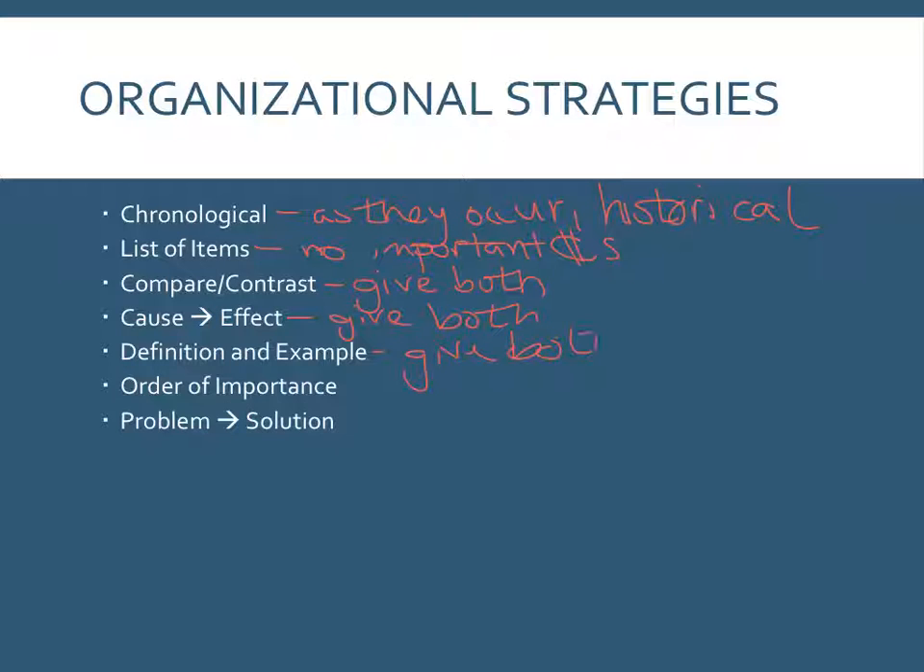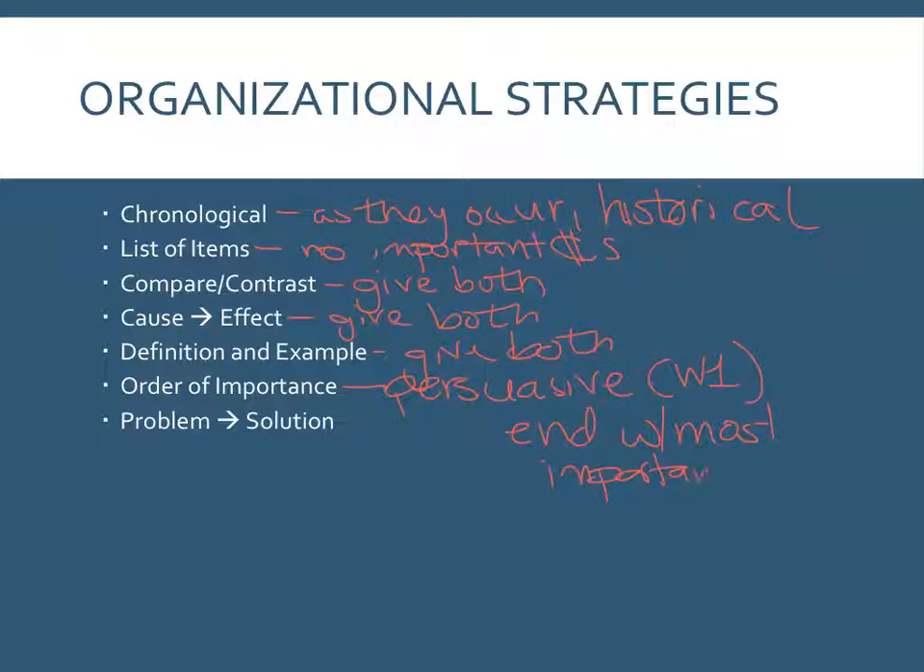Now, order of importance is very specific to persuasive writing. So if you're doing any of the W1, the persuasive prompts, this is the strategy you should be using. You end with the most important paragraph. And then problem solution, as with cause and effect and compare and contrast above, give both.